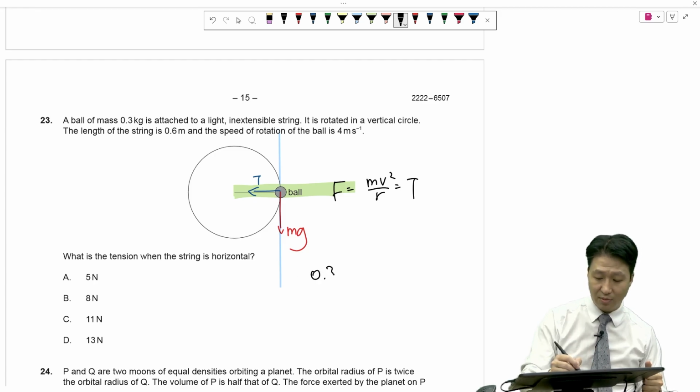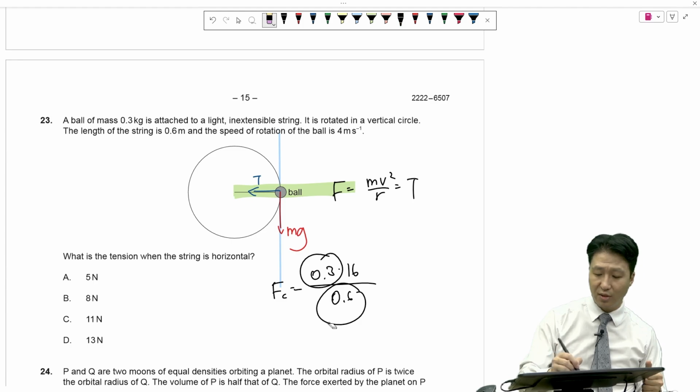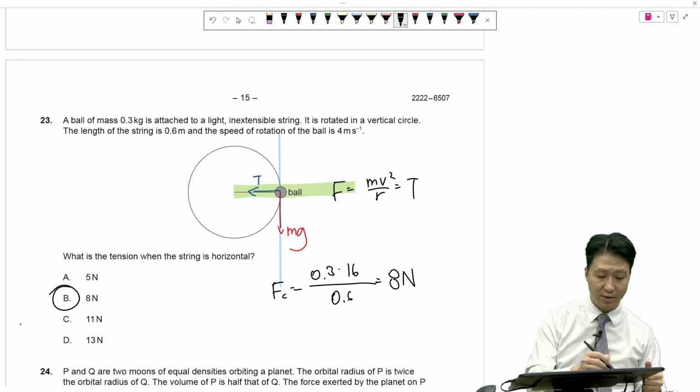Next, if you put 0.3 kilograms times 4 meters per second squared, which would be 16, divided by the radius of 0.6, this would give us the centripetal force. 0.3 over 0.6, that's of course 1/2. 1/2 of 16 is 8. The answer is B.